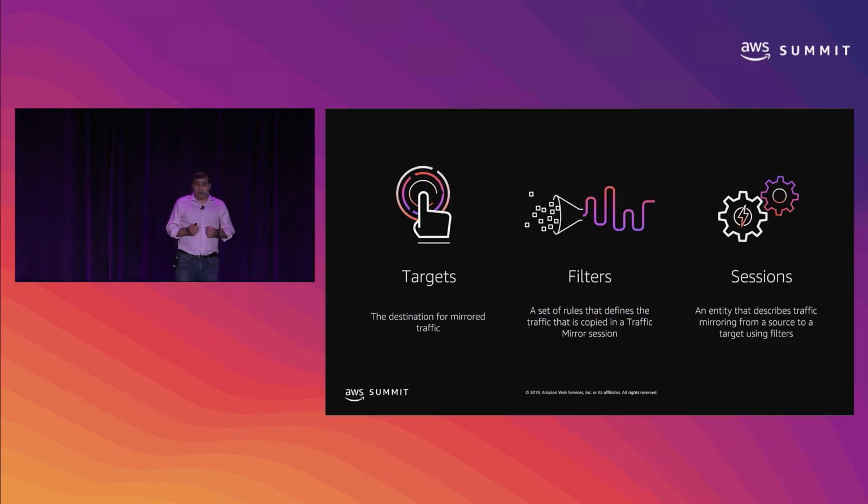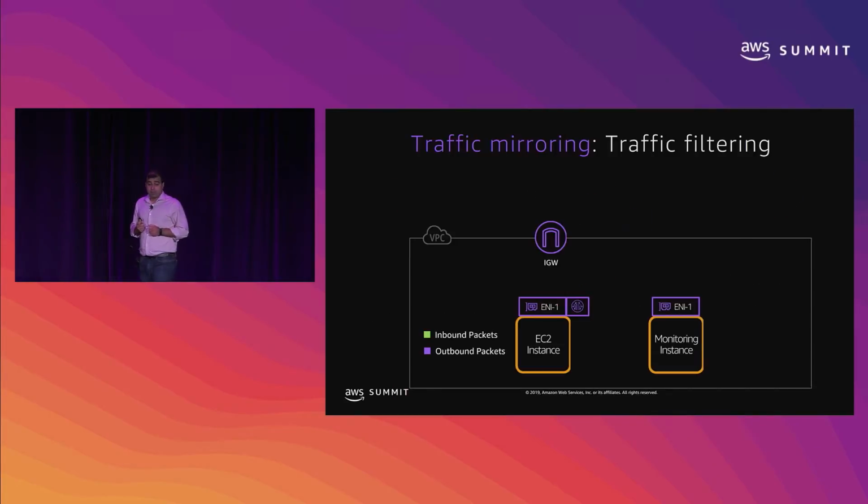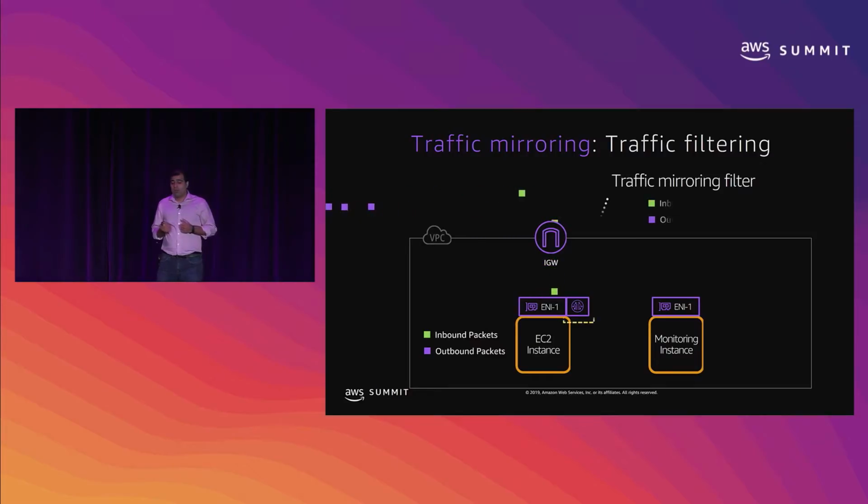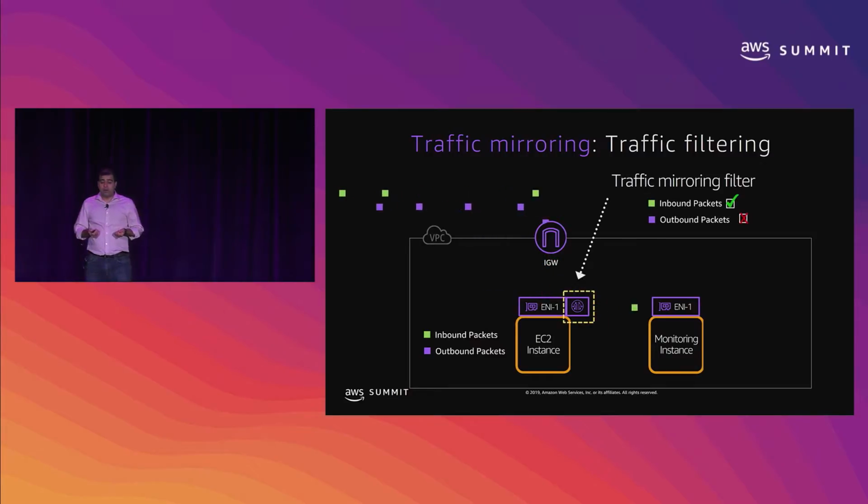Now let's take a look at the filters. Filters come in handy when you want to extract the traffic of interest. So let's take a quick example. Coming back to the same example, you have traffic coming over an EC2 instance where traffic mirroring is enabled, and you decide to mirror only inbound traffic. You trust any traffic that is going out of your instance to be clean traffic. All you have to do is enable the filter, just say you want to monitor only inbound packets, and you're good to go.